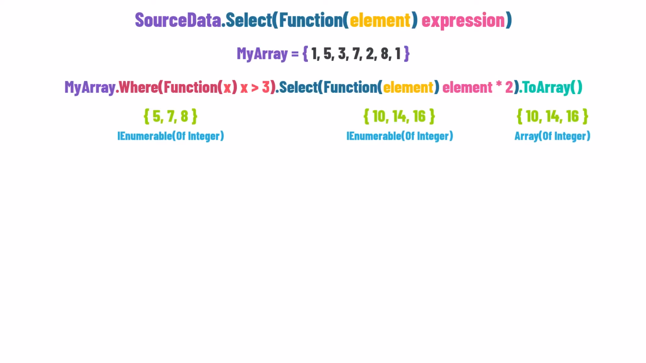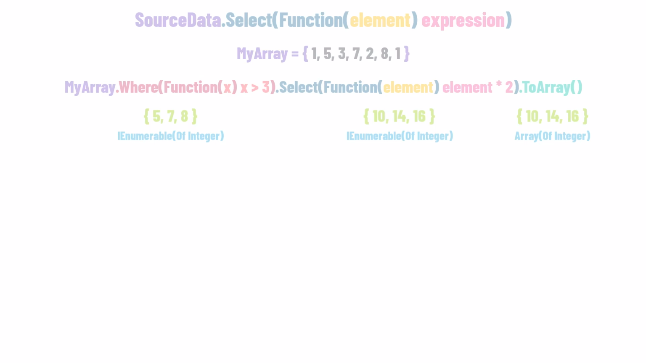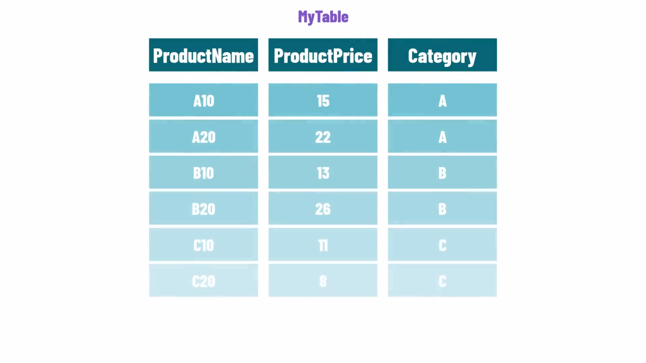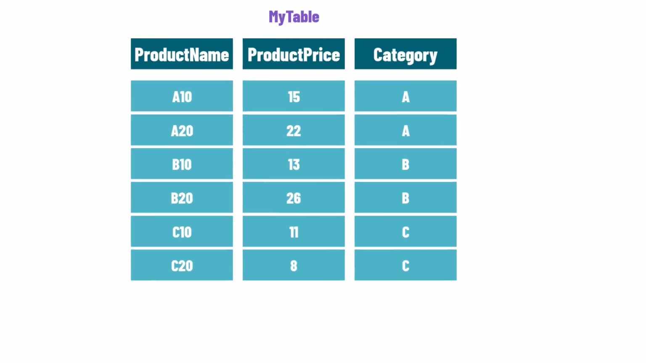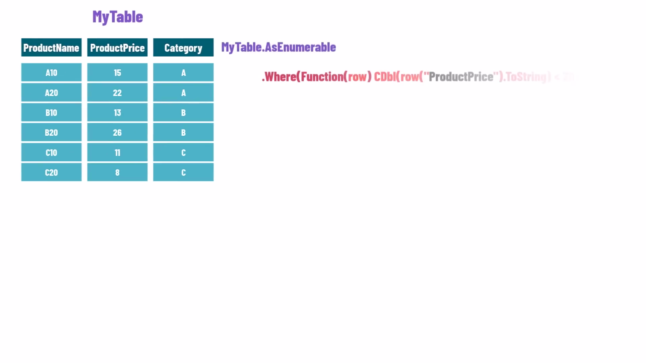As you can see, I can set any expression I want using the element parameter, to transform the sequence into a new form. I used element as the parameter name, but I can use any name I want, such as x, number, file, etc. Let's check another example about a data table. Suppose I have the following table, that contains information about products. I want to get a string array, that contains the product names, where the product price is smaller than 20. Here's the query to do that.